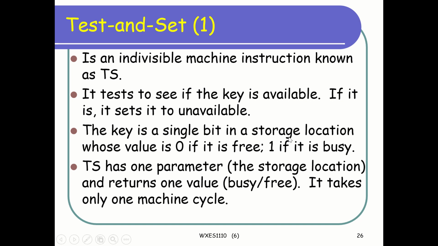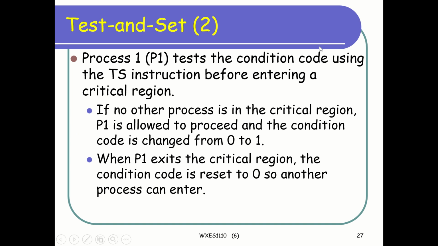The key is a single bit in the storage location whose value is 0 if it is free and 1 if it is busy. 0 if there is a key and 1 if they're busy. So let's say the process tries to see if the key is available, and it is 1, meaning some other process is accessing the resource, so you cannot access it. Process P1 tests the condition code using the TS instruction before entering a critical region.